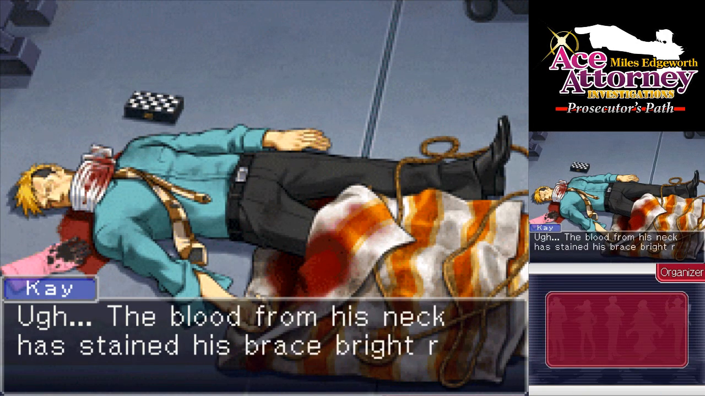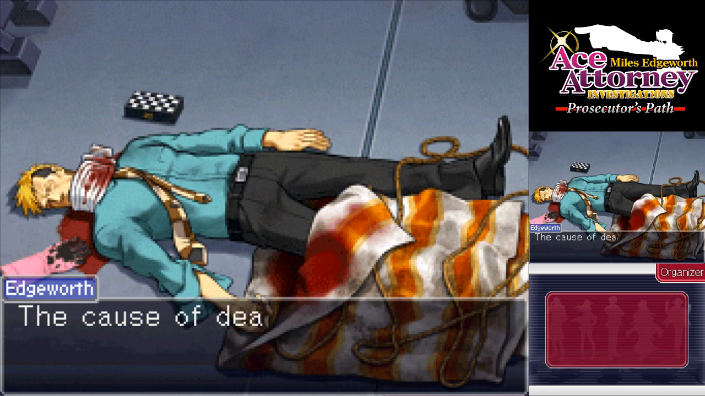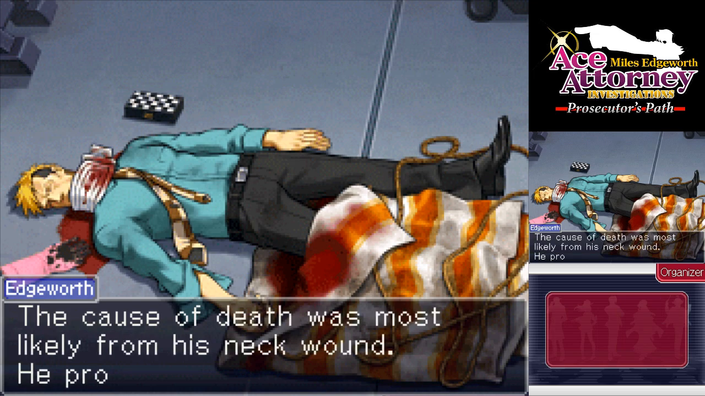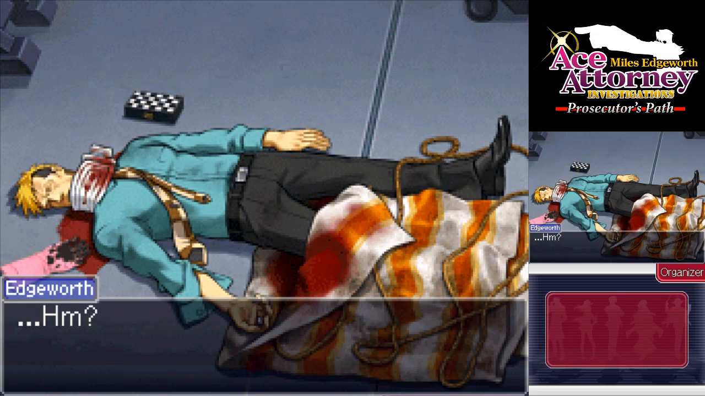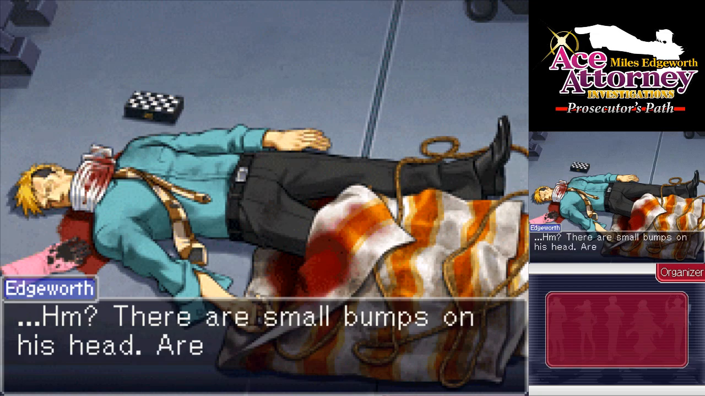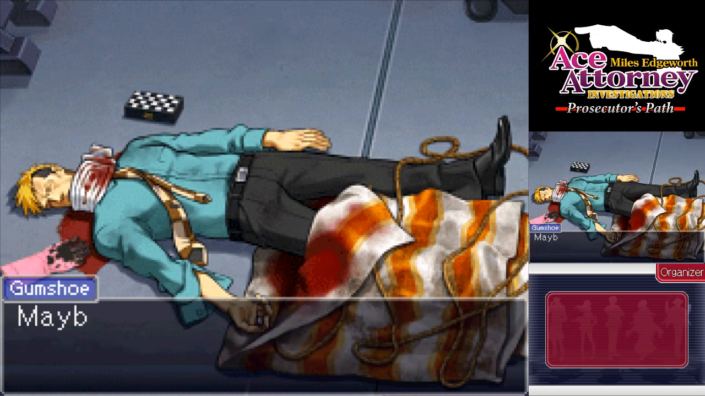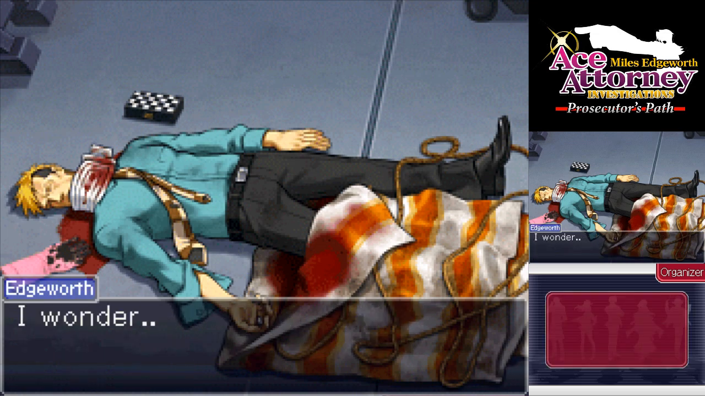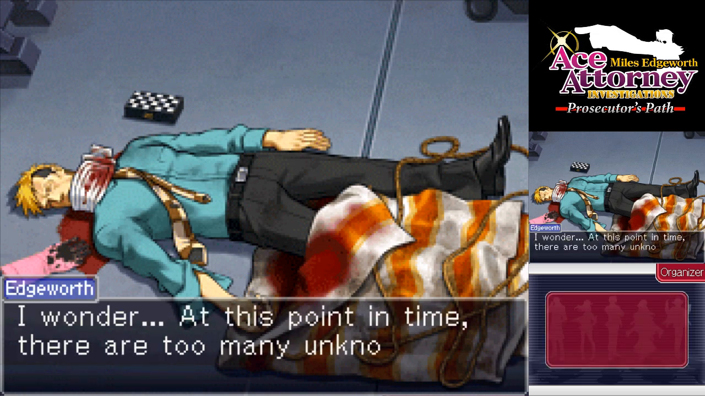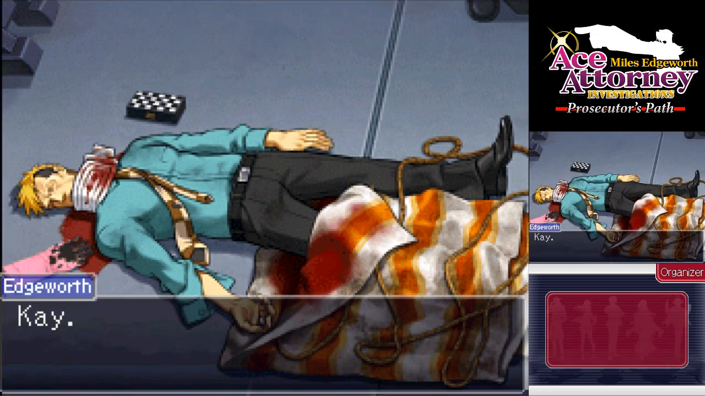The blood from his neck has stained his brace bright red. The cause of death was most likely from his neck wound. He probably died instantly. He couldn't even cry out in pain. There are small bumps on his head. Are these bruises? Maybe after he was stabbed in the neck, he fell back and hit his head? I wonder. At this point in time, there are too many unknowns.